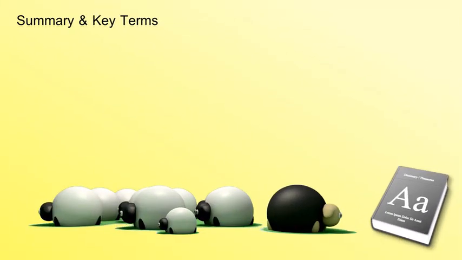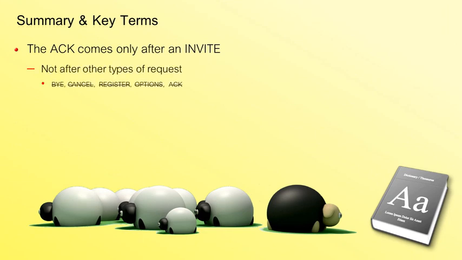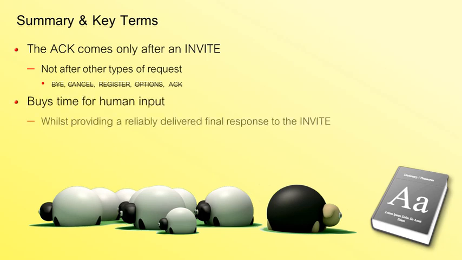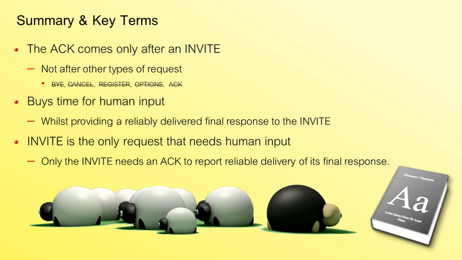So, in summary, we see the ACK only after an INVITE, not after other types of request. The provisional response and ACK combination simply buys time for human input, whilst still providing a reliably delivered final response. It's only the INVITE request that needs human input, so only the INVITE needs an ACK to report reliable delivery of its final response.